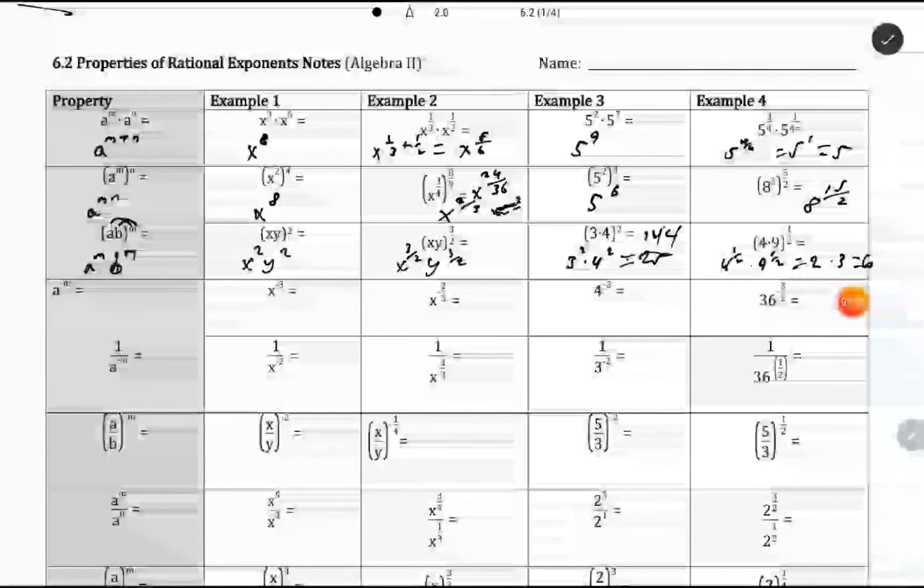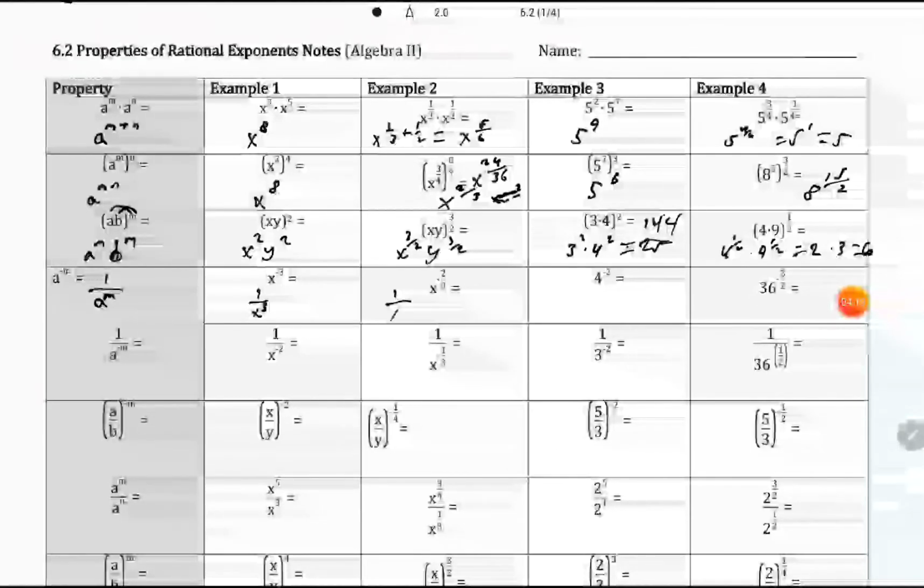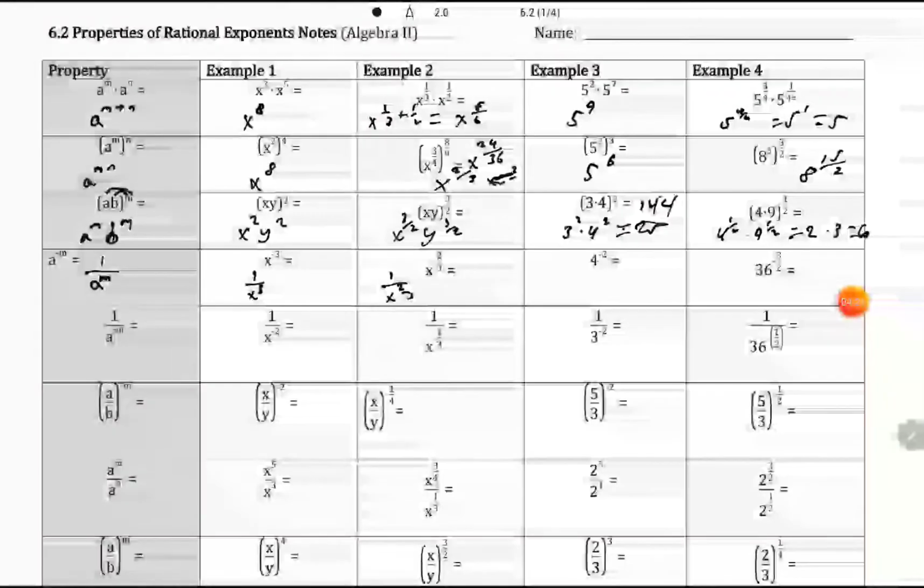Okay. A to the negative m. So when we have a negative exponent, all we do is flip it over our fraction, or move it to the other side of the fraction bar. My students are getting confused when I say flip it, so I'm going to say you move it to the other side and then make the exponent positive. So this is 1 over x to the 3rd. This is 1 over x to the 2/3. This is 1 over 4 squared, which is 1 over 16.